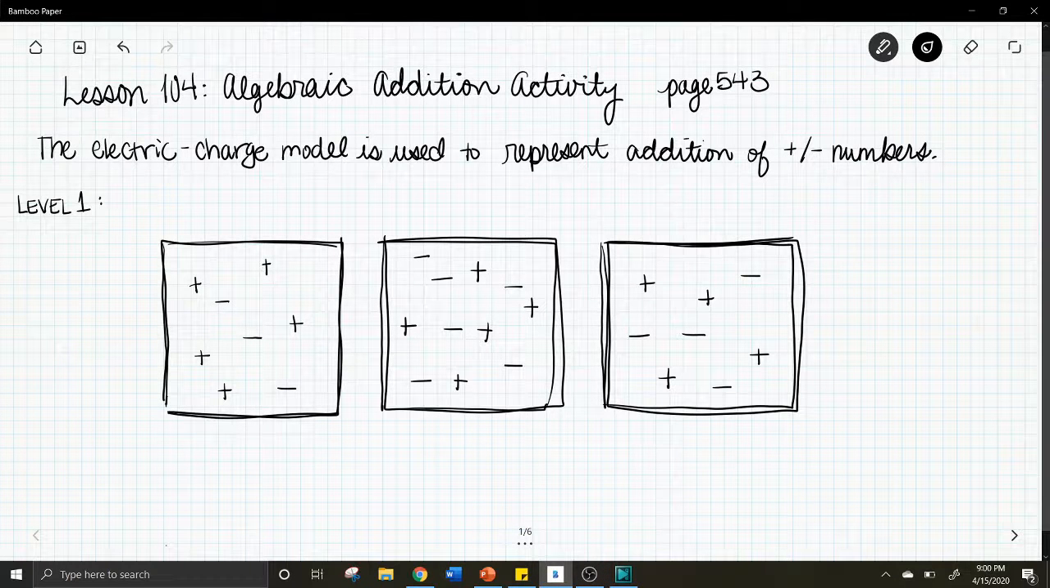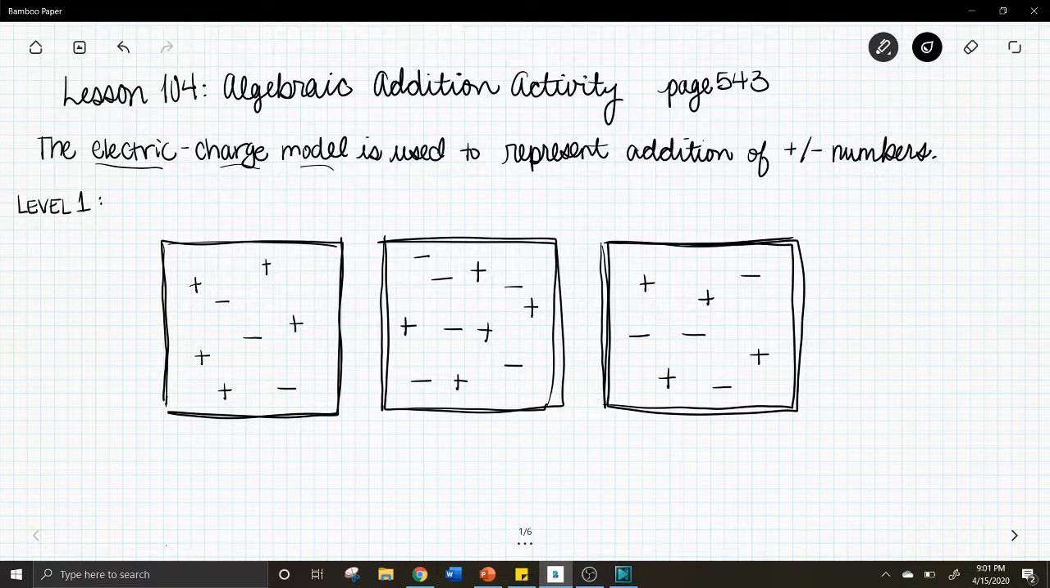All right, class, today we are starting lesson 104, algebraic addition activity. If you recall, the last time we did algebraic addition, we used the number line to add positive numbers and negative numbers together. Today we're going to be looking at these little boxes called screens that have positive and negative charges in them. It's called the electric charge model, as you'll see on your screen, and it's used to represent the addition of positive and negative numbers.